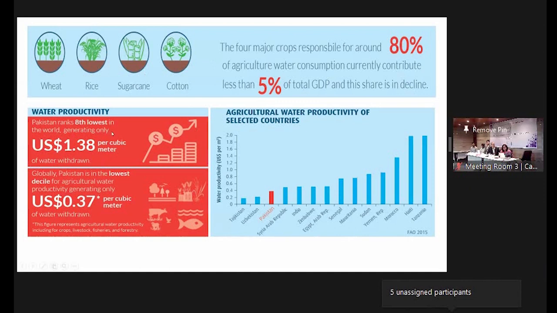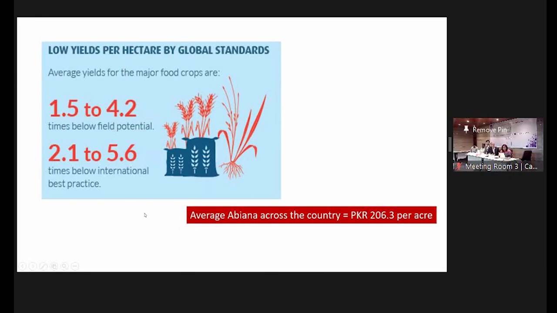Overall, when water productivity is ranked, Pakistan is 8th lowest in the world. In terms of dollars, it's US$1.38 per cubic meter. That's called water productivity. And when productivity is measured for agriculture water only, it is even lower. Pakistan is in the lowest decile for water productivity, with only US$0.37 per cubic meter considered as the agriculture water productivity for Pakistan.